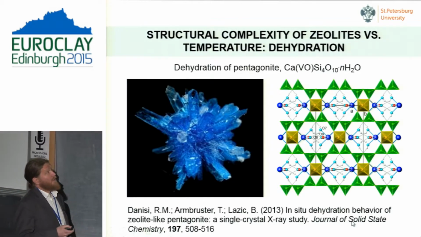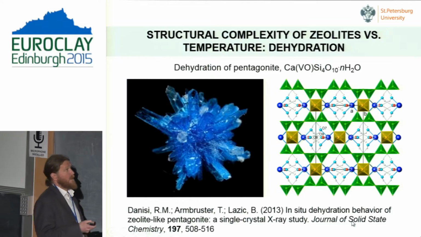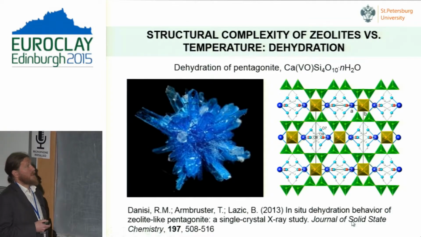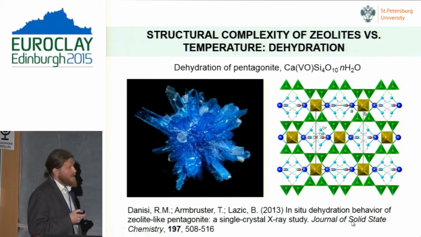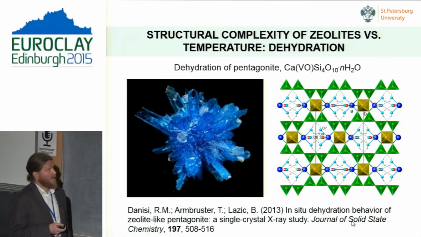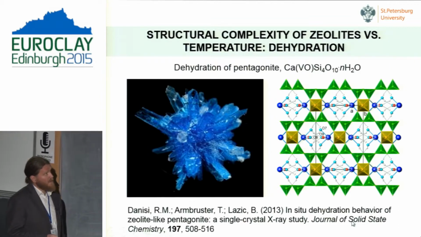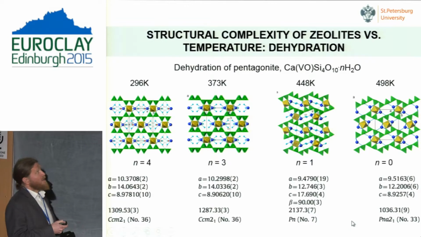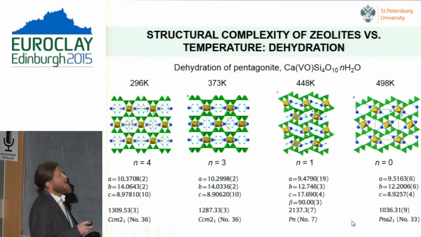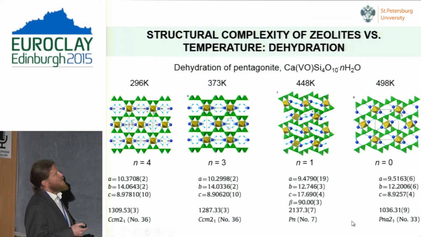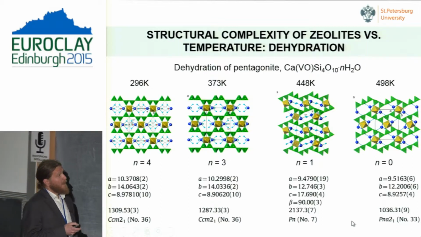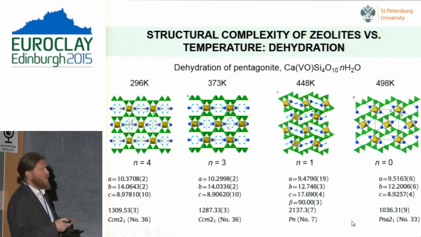And if we speak about dehydration, one excellent example, this is not exactly a zeolite, but this is a mineral with very nice zeolitic properties. This is pentagonite. This is a calcium vanadium silicate. And its dehydration behavior was recently studied by Danisi and Thomas Armbruster and co-authors. They found three phase transitions. The first phase transition occurs between 296 Kelvin and 373 Kelvin. Here, the hydration state changes from 4 to 3. So there were 4 water molecules per formula unit. Now it's 3. The space group doesn't change, so the topology of the framework doesn't change.